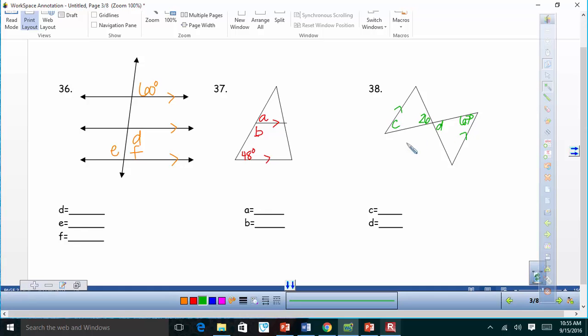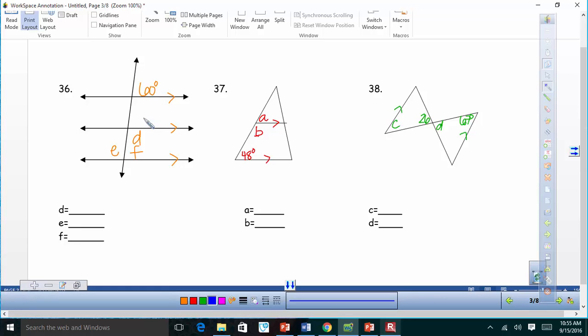Okay, so looking at 36, how many parallel lines do we have? 3, okay? We're used to just looking at 2, right? So what I would do if I was you, I would cover up this bottom one with my finger, okay? Then you're only looking at 2 parallel lines cut by a transversal, right? Which is what we see all the time.